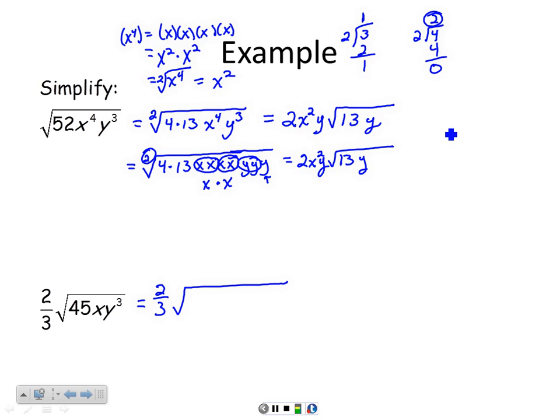And then 45 will break down into 9 times 5. So the square root of 9 is going to be 3, so that's going to come out. Can't take the square root of 5, so that has to stay under. Can't take the square root of just x to the first, because 2 won't go into 1. But the y to the third, 2 will go into 3 one time, so I know I have 1 y with 1 left over, so 1 stays under. So do the multiplication, 3's cancel each other out, and you're going to get 2y square root of 5xy.